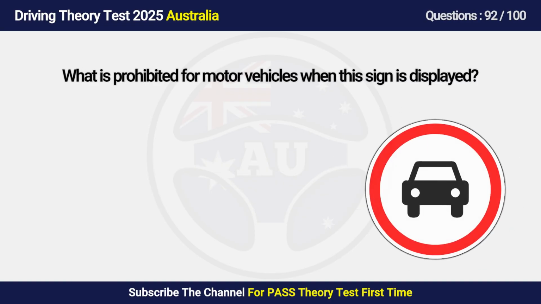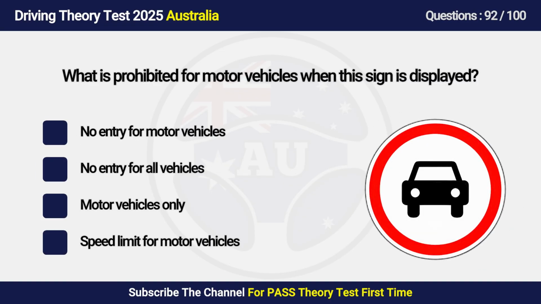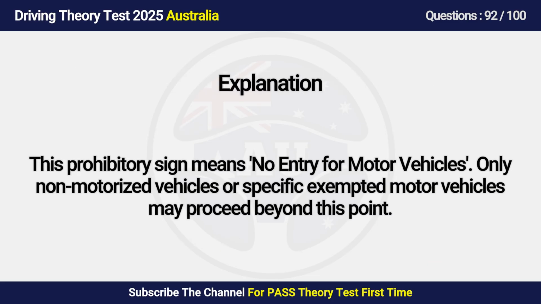Question 92. What is prohibited for motor vehicles when this sign is displayed? A, no entry for motor vehicles. B, no entry for all vehicles. C, motor vehicles only. D, speed limit for motor vehicles. Answer is A, no entry for motor vehicles. This prohibitory sign means no entry for motor vehicles. Only vehicles or specific exempted motor vehicles may proceed beyond this point.